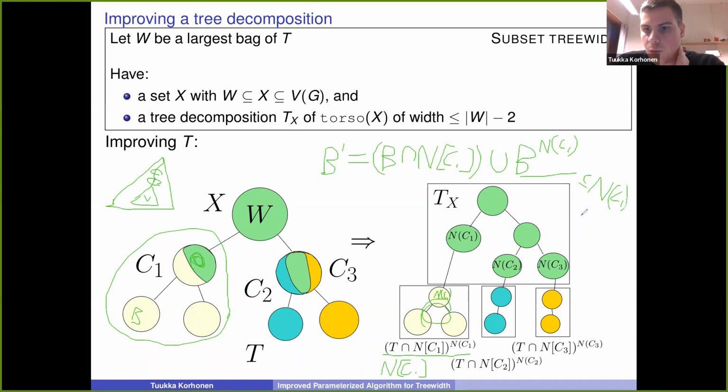Is there some question about this definition? This is just the definition. On the next slide I will explain how to make sure that this is actually an improvement. But is there a question about this definition?